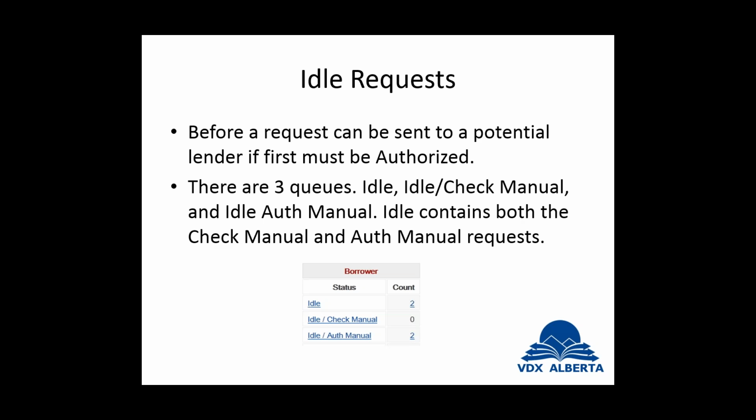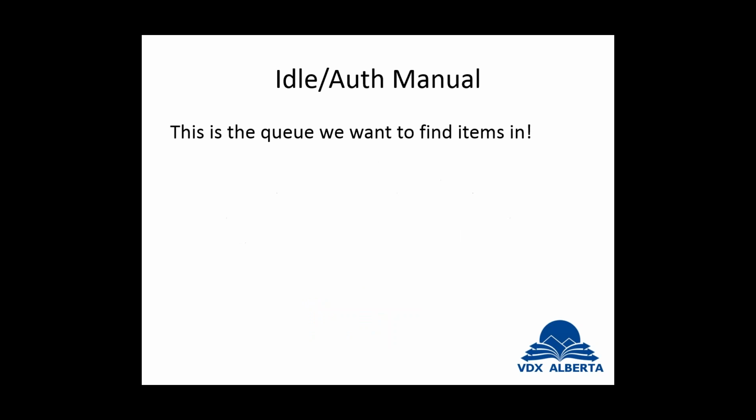In the work queue, there's kind of 3 idles. There's idle, idle check manual, and idle auth manual. The first one is literally the sum of the other 2. We're going to start with idle auth manual, even though it was a little bit below, just because it's the one we really want to see things in. Idle auth manual means that VDX was able to build a ROTA. It just needs that final push out the door.